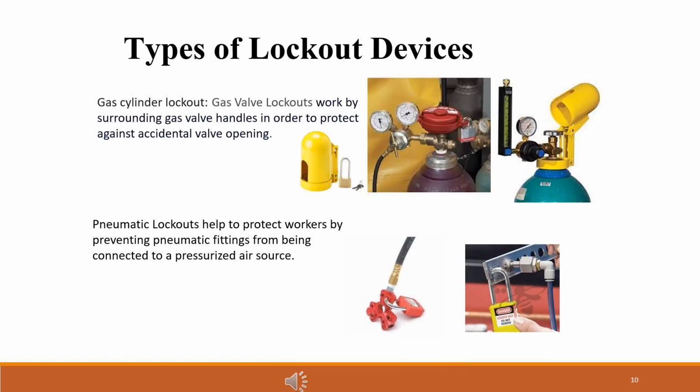In this part we will discuss gas cylinder lockout and pneumatic lockouts. Gas cylinder lockout. Gas valve lockouts work by surrounding gas valve handles in order to protect against accidental valve opening. Pneumatic lockouts help to protect workers by preventing pneumatic fittings from being connected to a pressurized air source. We will discuss group lockout in next part.